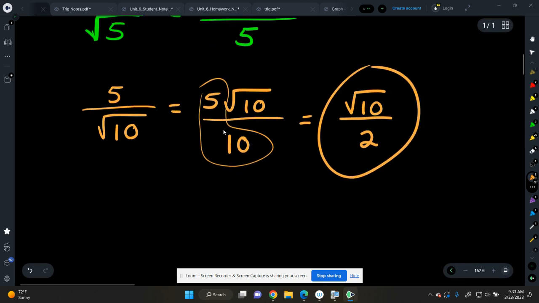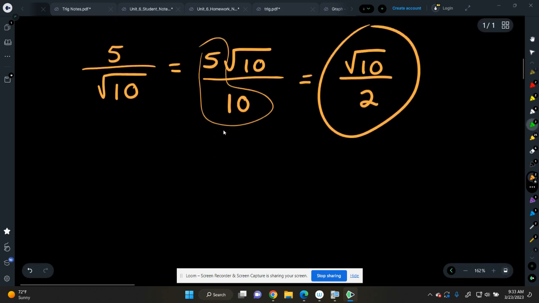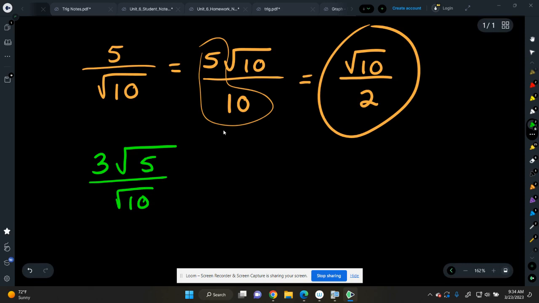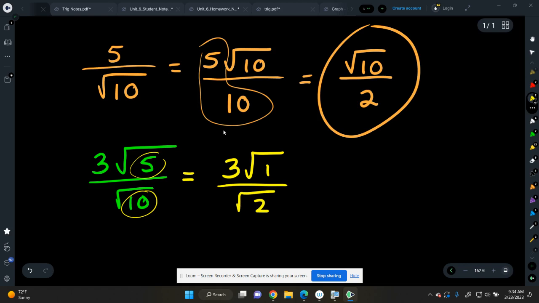For instance, let's say that we have 3 root 5 over root 10. In this case, this is something unique. These are both inside. We know what 5 over 10 reduces to, don't we? That reduces to 1 over 2.